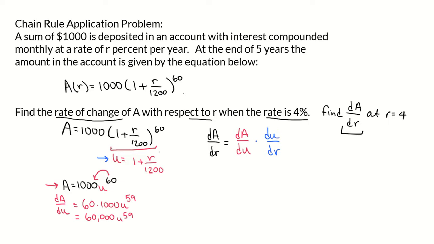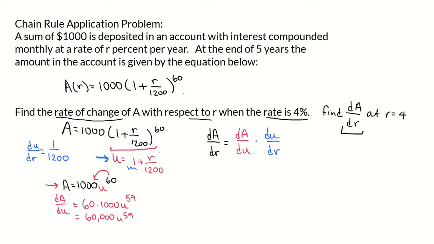And now we also want to find du dr. So du dr is just related to this u equation. We take the derivative of 1, which is 0, so I'm not going to write that, and then the derivative of r over 1,200. We think of r as a linear variable and 1 over 1,200 as a constant. So the derivative there would be just 1 over 1,200.